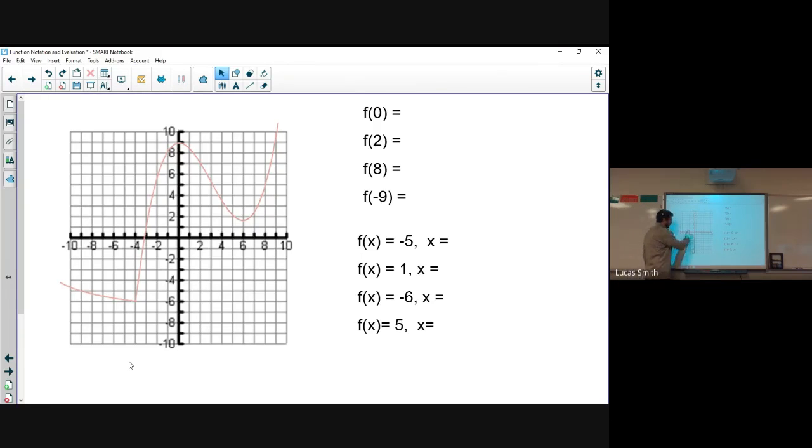You got kind of an ugly looking graph, right? It's not a straight line anymore. It's a little more ugly looking, maybe a little bit more complicated. So let's think about how we would deal with this. We'll start here up top.